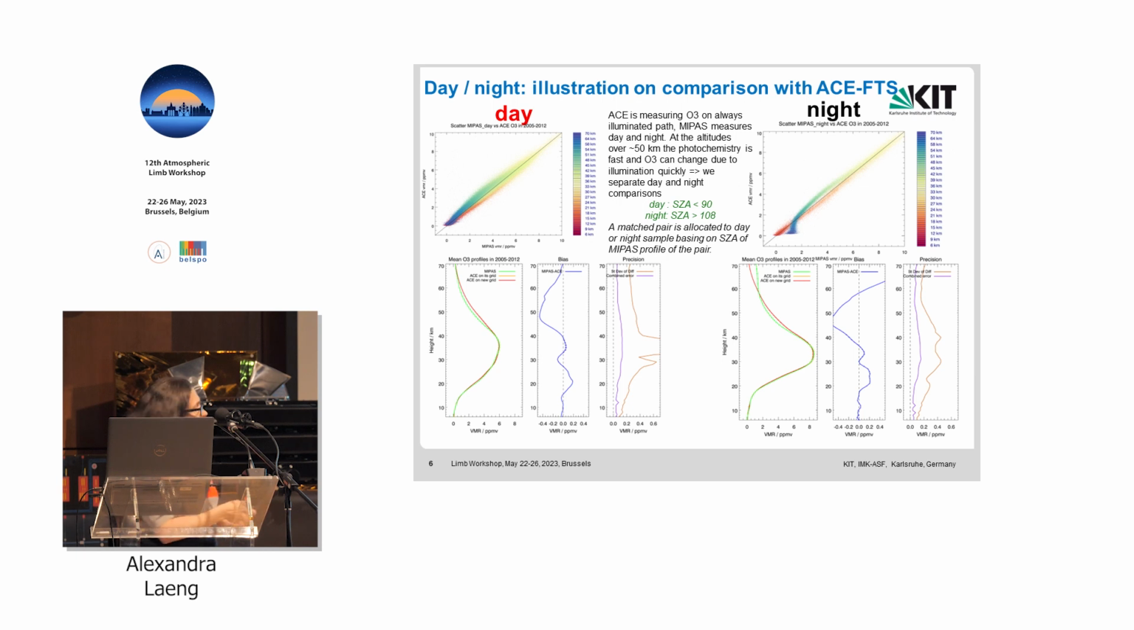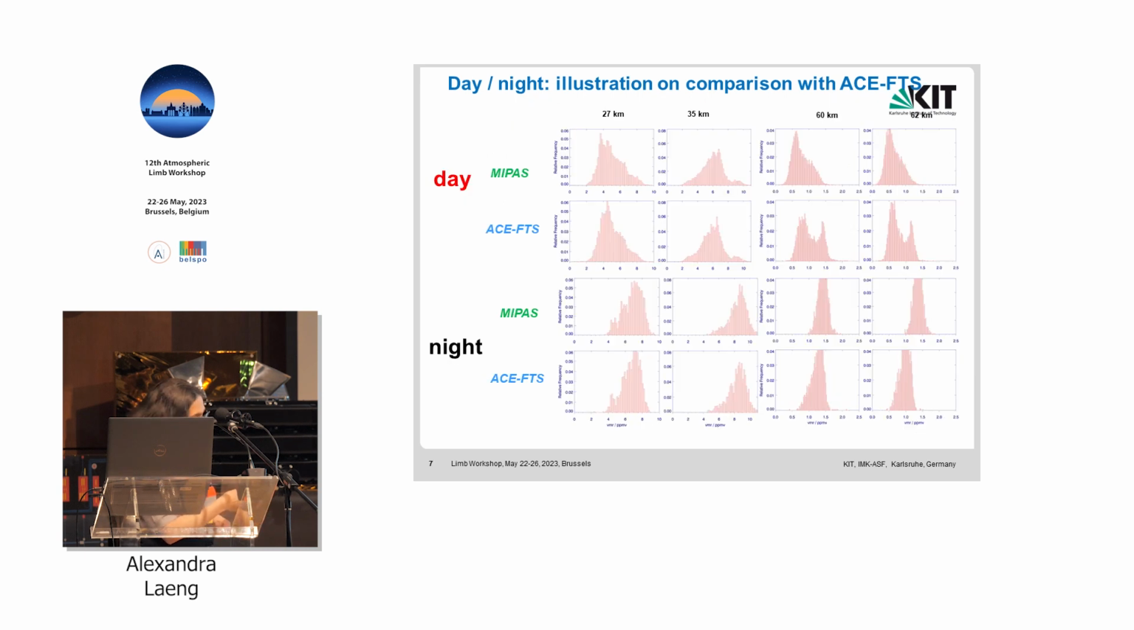This is the panel with just the matched profiles. This is the bias, the absolute bias, and this is the precision, for the day and for the night. Here are the histograms. Each column is a different height: 27, 35, 60, and 82, no, 62, sorry. This is day MIPAS and ACE, and night MIPAS and ACE.